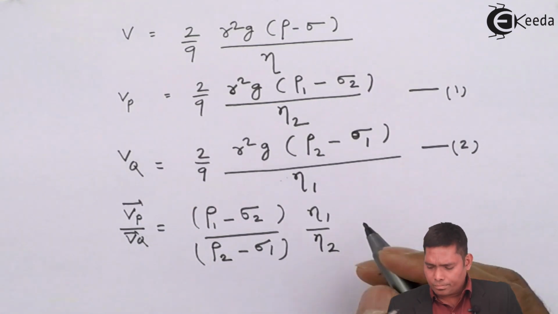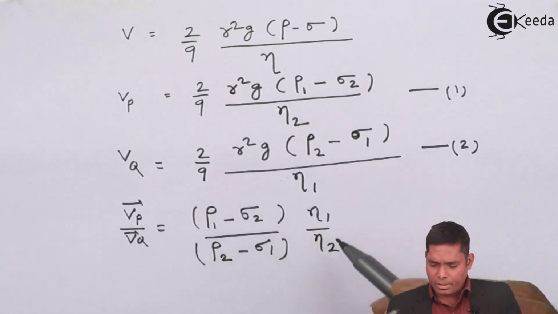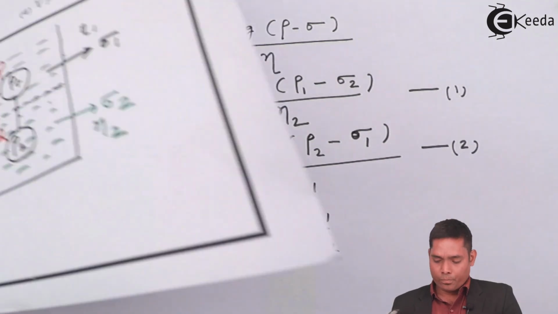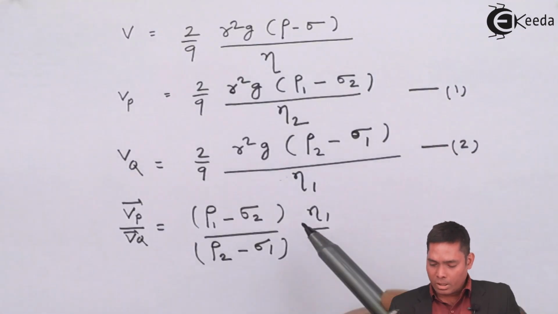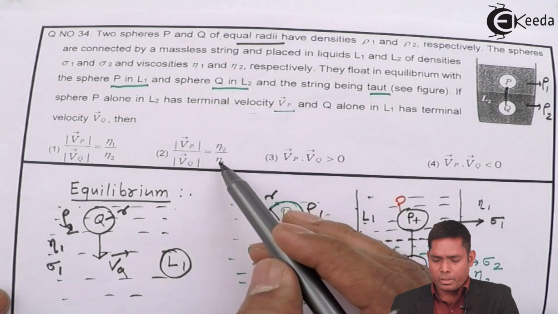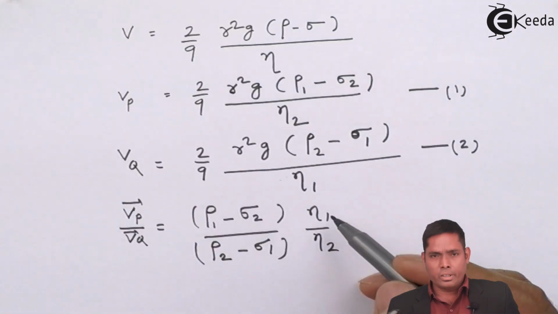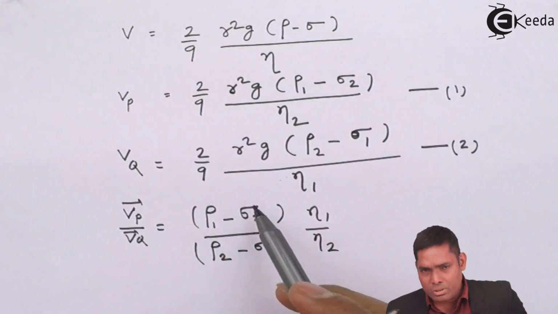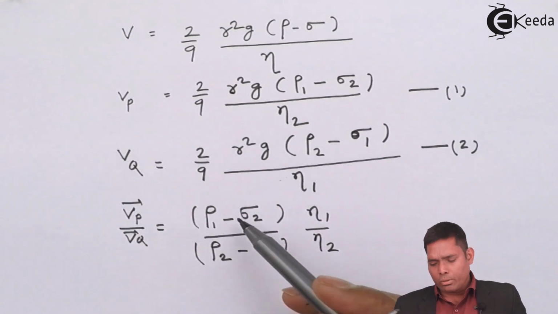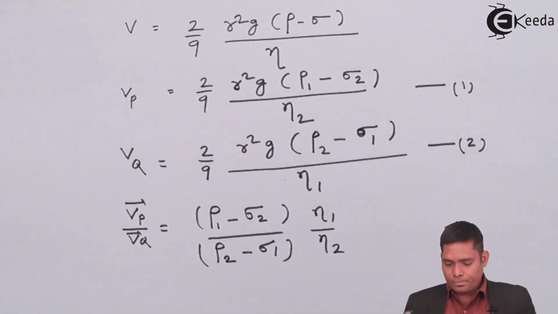Now, from here, we cannot find anything. We have to go to the basic condition because this is in the form of N1 upon N2, N2 upon N1, or eta 1 upon eta 2 form. That means this should cancel out or it should give a number. So we have to establish the relations between the two.